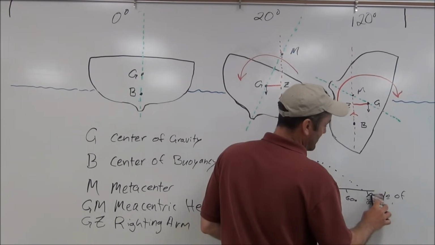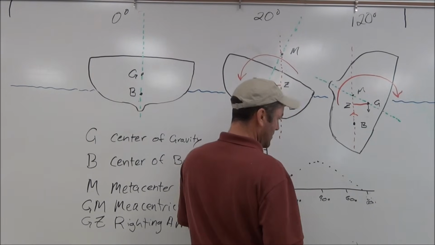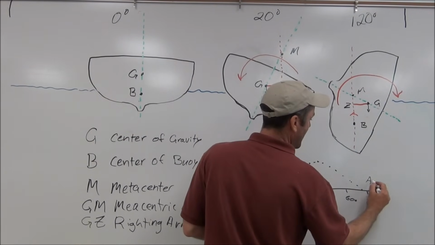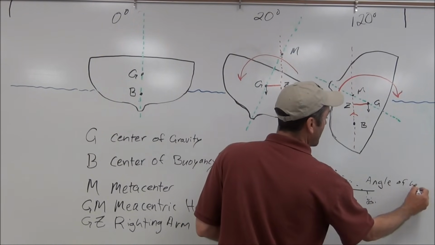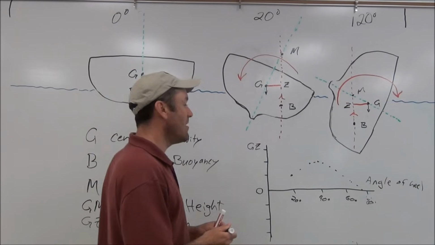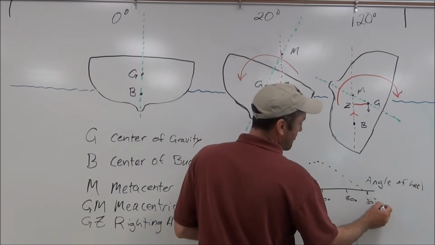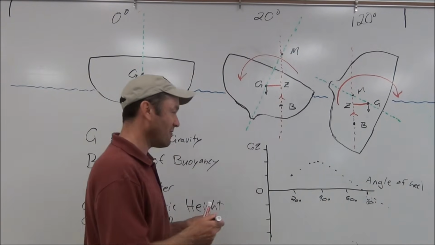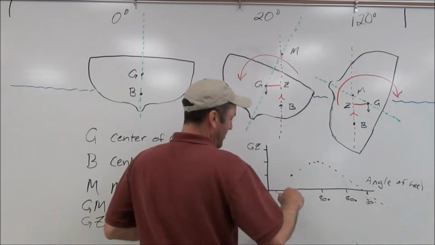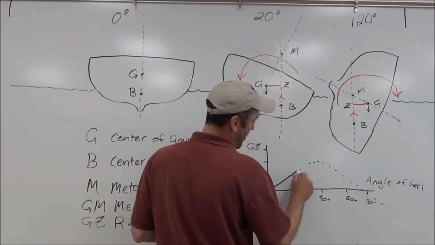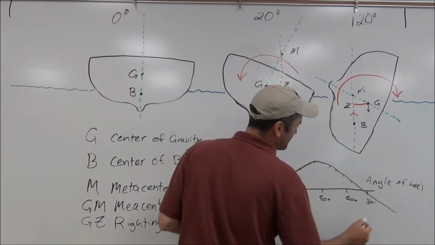I have to move my letters out of the way. Okay, so this is our right angle of heel. Hopefully I'm not out of the screen. Okay, so when we go beyond that point, then we get a negative righting arm. If we were to plot the length of the righting arm for degrees of heel. So if we were to draw a curve connecting all of these plots, this gives us our stability curve.